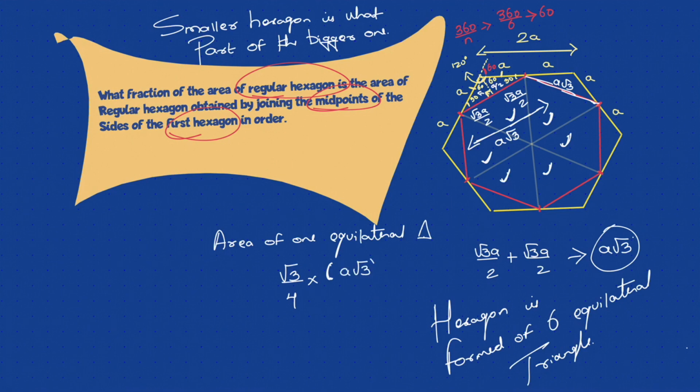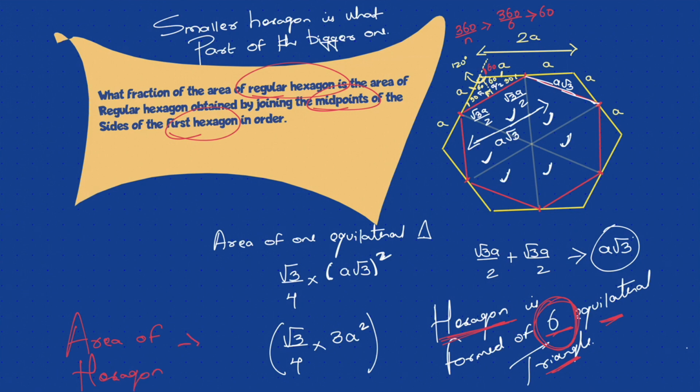And what is the side of this equilateral triangle? It will be a root 3. Check it there. The red side is a root 3. So this is square root of 3 by 4 into 3a squared. That is the area of one equilateral triangle. But 6 such equilateral triangles form my hexagon. So multiply this area by 6 to get the area of the hexagon. I don't want the area of the equilateral triangle, I want the area of the hexagon. So 6 into this is the area of the hexagon. Now cut this. 2 2s are 2, 3 3s are 9, so 9 root 3 a squared upon 2, that is the area of the smaller hexagon.